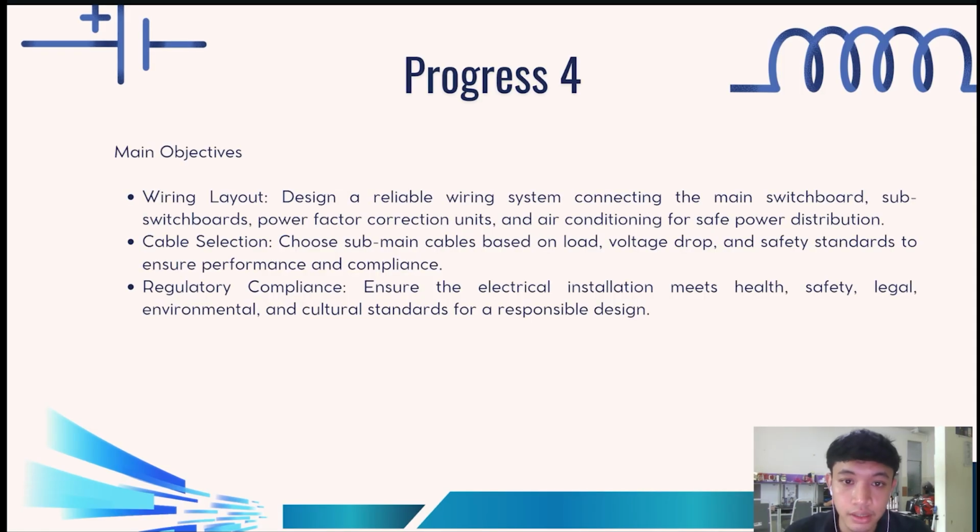So the main objective of the project is to design a regular wiring system connecting the main switchboard, sub-switchboard, and distribution board for safe power distribution. The second objective is cable selection. We choose the cable for the sub-main cable SP1 based on the voltage drop and set these standards to ensure performance, stability, and compliance. Last but not least is regulatory compliance, to ensure that the electrical installation meets health, safety, legal, and environmental standards for transport.